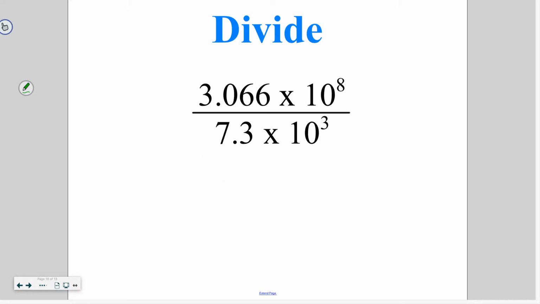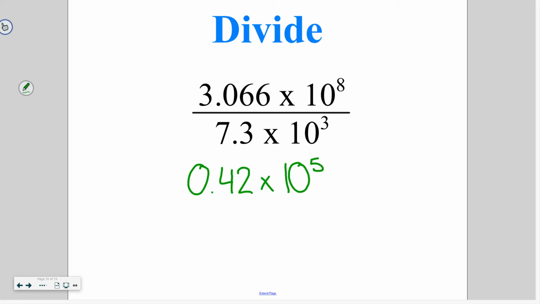Last thing we have to discuss is the division of numbers in scientific notation. Again, you're going to start with your a values. So I've got 3.066 divided by 7.3, which gives me 0.42. I'm going to follow my quotient rules now for my exponents and subtract. So I've got 8 minus 3, which gives me 10 to the 5th power.